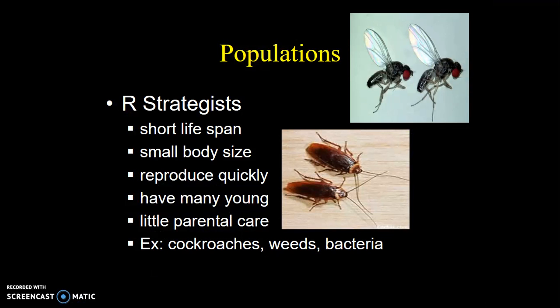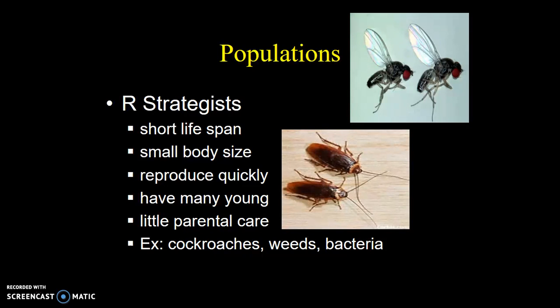When we talk about populations, we can say that there are two main types. You have R strategists and K strategists. And this depends on sort of how they live their life. So R strategists have a very short lifespan. They tend to have a really small body size, but they reproduce really quickly. Like they can reproduce every week. And when they do reproduce, they have lots and lots of babies. And they have very little parental care.